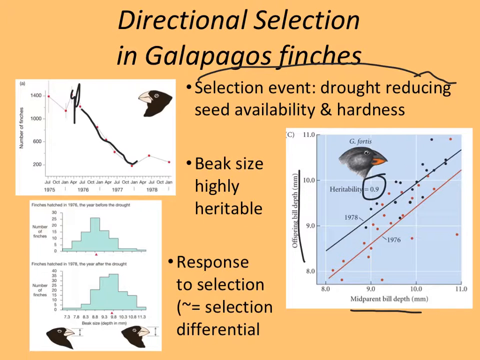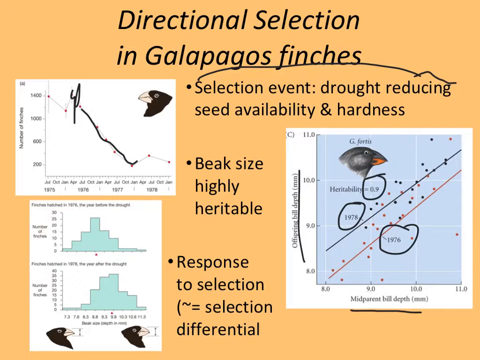Now, in 1976, when the drought started, this is the mid-parent bill depth, and it's shorter and less thick than later on. After 1978, when the drought finished and there were more seeds being produced, then the bill size went back up because thicker bills were no longer needed. Okay, so it went up to the point, and then after this it actually went back down again.